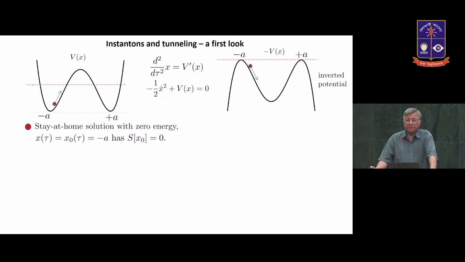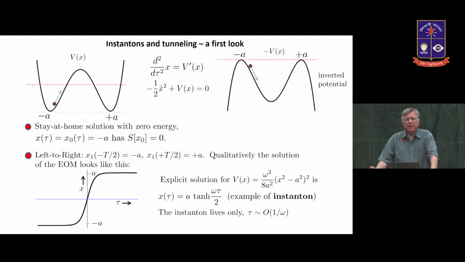Okay. Now, when I make t go to i tau, well, then I change the sign of the potential, effectively. And so here is the inverted potential. Now, what I've simply done is I've flipped it around, and so a particle, a ball which is sitting at minus a, will start rolling down, and it will reach the other peak at plus a.